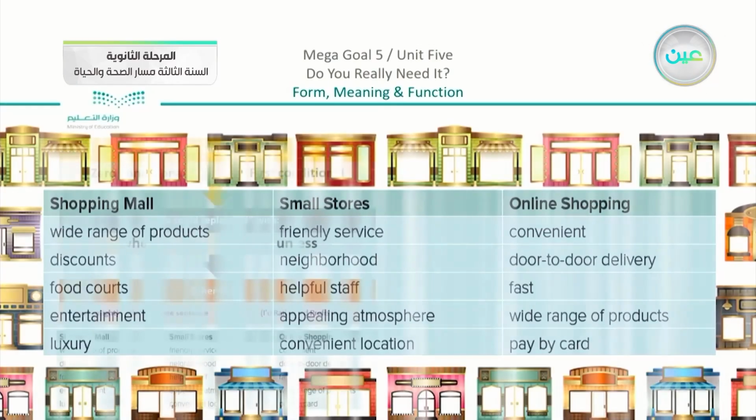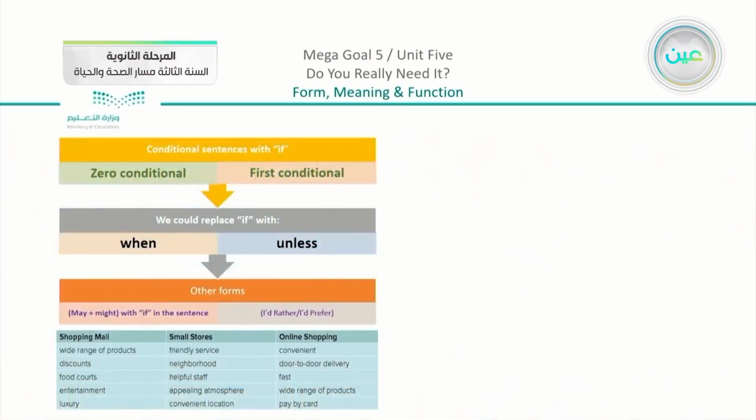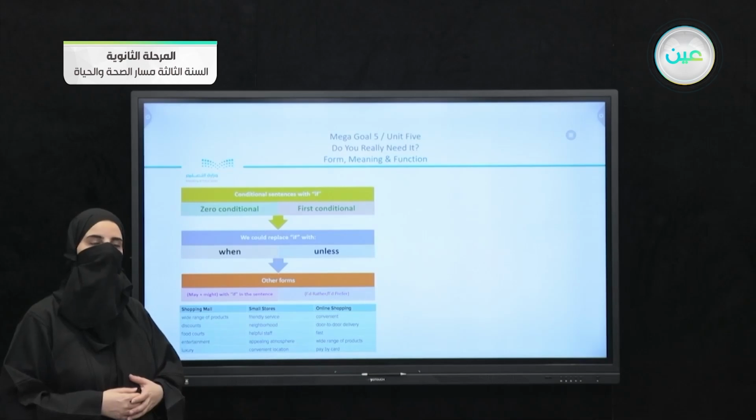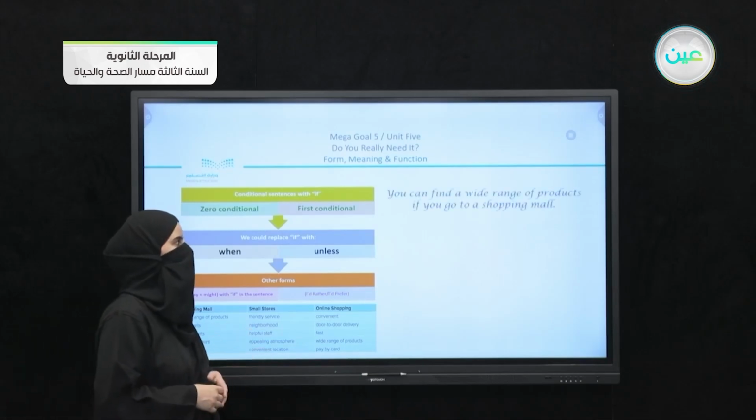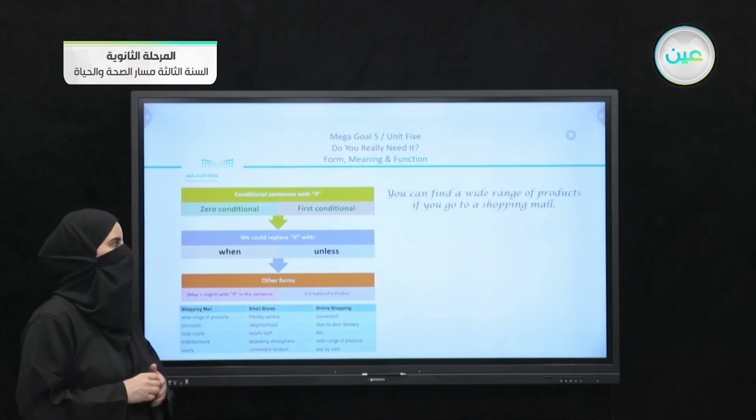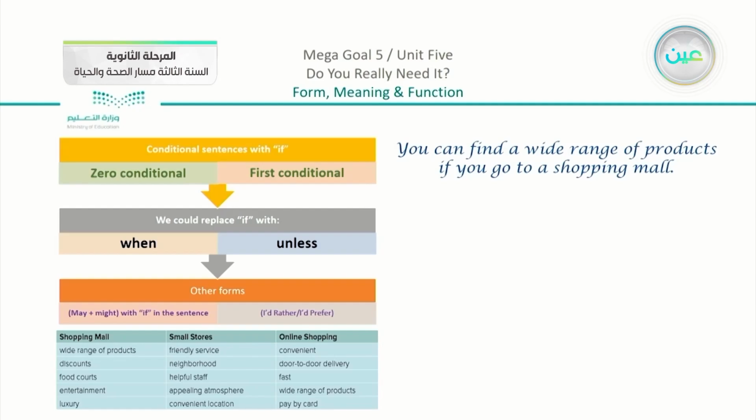Now, I'm going to do something with you. We have the structures that we took and also the words that are related to shopping. We are going to apply both of them and structure new sentences. So we're going to see the examples. The first sentence: You can find a wide range of products if you go to a shopping mall. So you can see that we have the if.